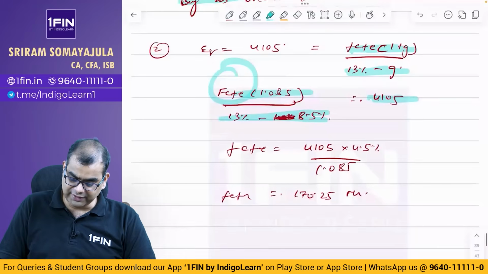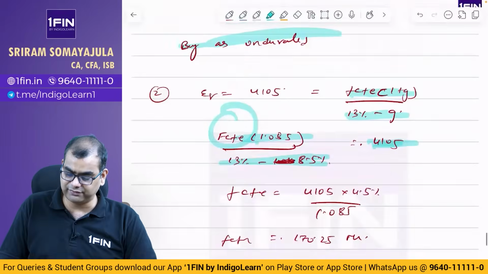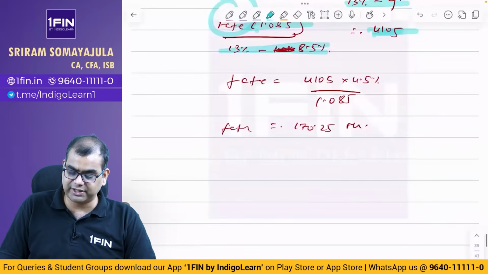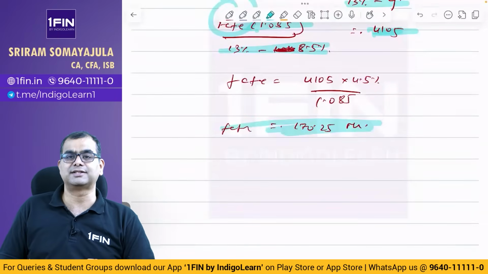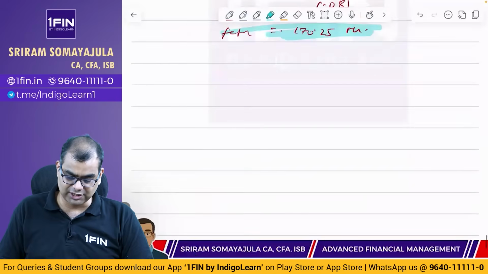So you do FCFE into 1.085 divided by 13% minus 8.5% is 4105, which is what we got, 4105. Equate it and solve it, you'll get FCFE as 170.25 million. This is the answer. This is an interesting and good quality question if you honestly ask me. Now, coming to the last question.